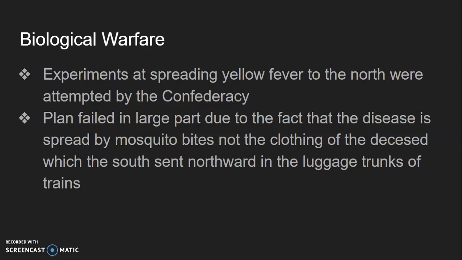Ultimately, the trains were intercepted, and also, it's worth noting that this wouldn't have worked out anyway, because unlike many diseases, yellow fever is not spread through bacteria that remain on clothes or on the skin, but rather through a virus that lives inside mosquitoes. As a result, it is the bite of infected mosquitoes that spreads yellow fever, not exposure to the possessions of the deceased.